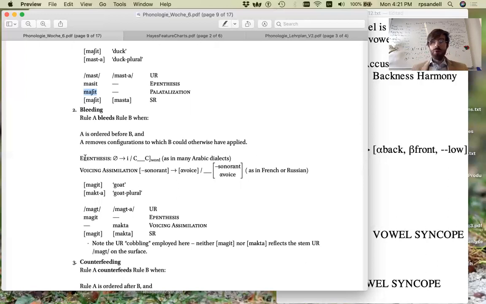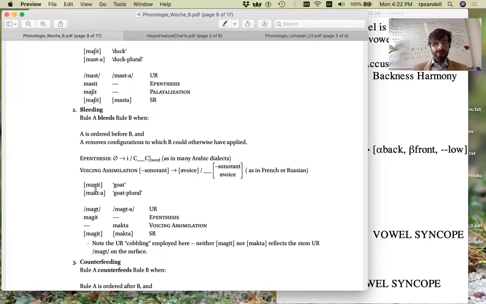Let's keep the same rule of E epenthesis, which we used above, and add a process of voicing assimilation, as one would find it in, say, French or Russian, where an obstruent sound takes on the voicing values of a following obstruent sound. So this is a process of regressive voicing assimilation. The voicing of a following obstruent is applied to a preceding obstruent.